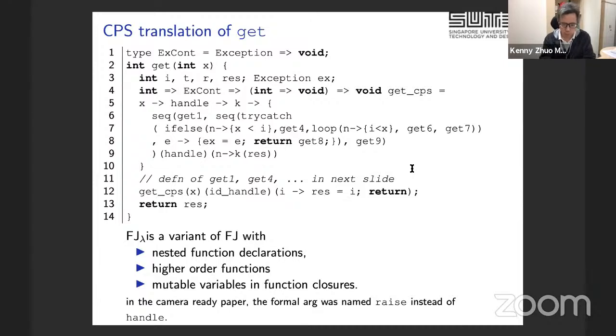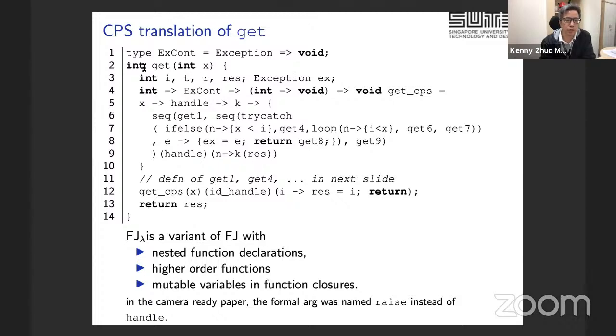So over here, we use a target language called FJ lambda, which is a variant of Featherweight Java, which supports nested function declaration, higher-order functions, and mutable variables in the function closure. Okay. So over here, this is just a high-level translation.